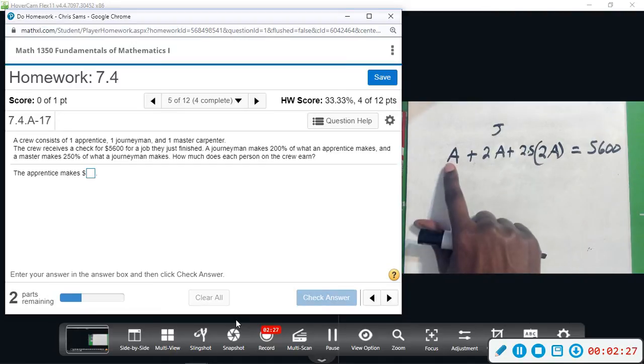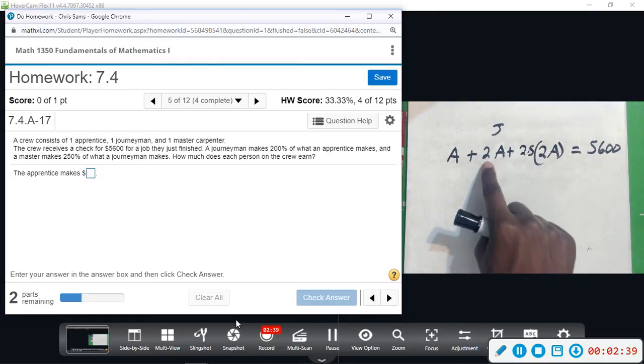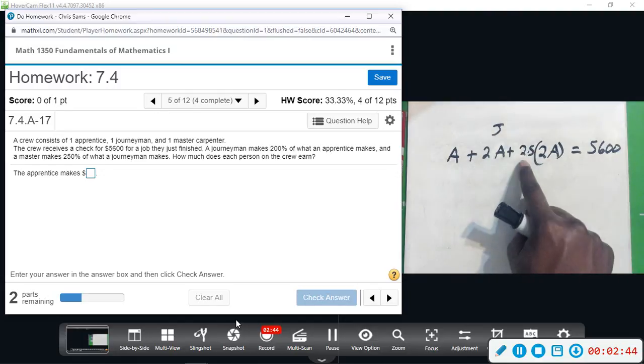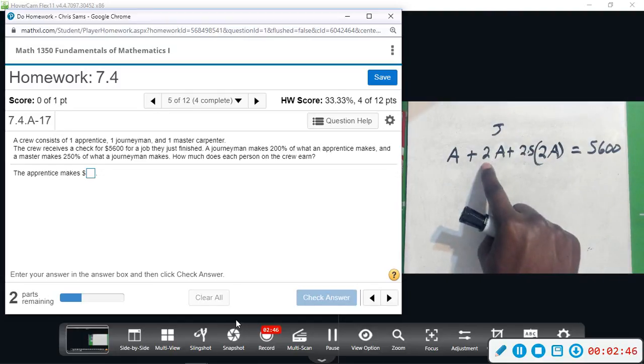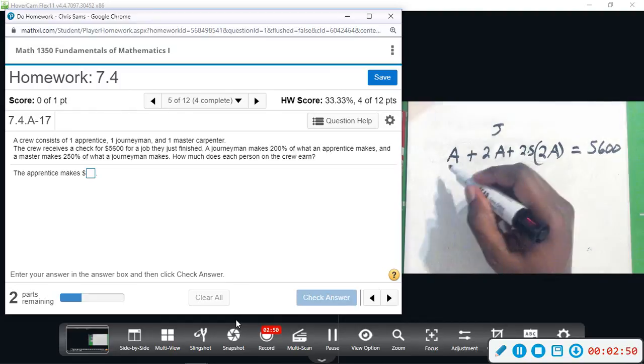So we're going to start out figuring out what A is by combining like terms. So again, here's the apprentice. We don't know what he makes. We know the journeyman, J, makes 200% or 2 times as much. So whatever he makes, 100% of this, we double it, he gets 200%. And then the master makes 2.5 times what he makes. He makes double what he makes, so we have to put both of those together.